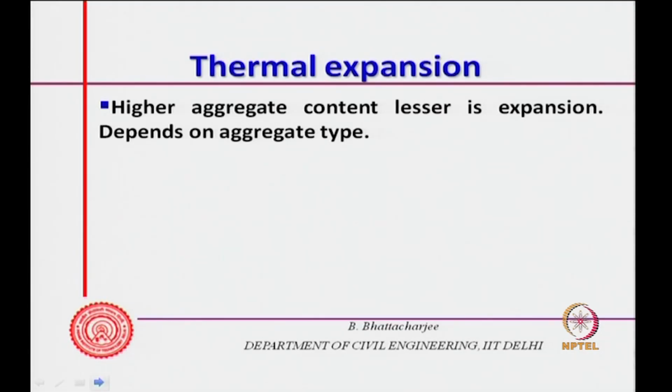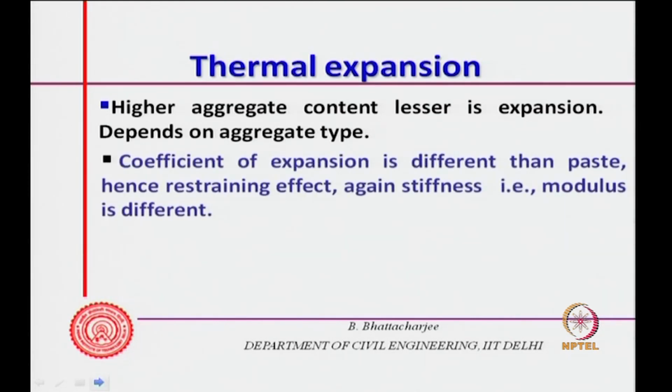Aggregate does not expand much. It will of course depend upon aggregate type, and cement paste can expand. Aggregate expansion coefficient is different than that of the paste, and it has a kind of restraining effect. So, stiffness or modulus of elasticity are different. Therefore, one issue is the coefficient of thermal expansion, the other is the modulus of elasticity.